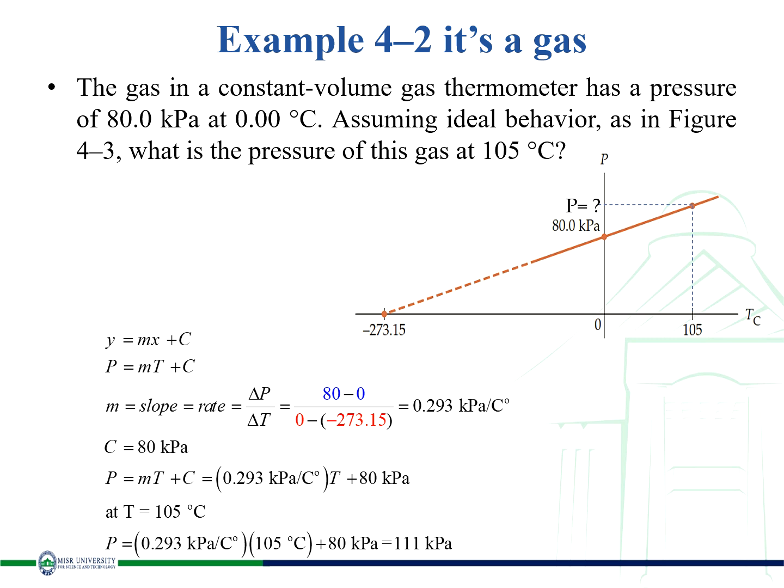The y-intercept, c, is simply the pressure at 0 degrees Celsius, which is 80 kilopascals. Our equation then becomes P equals 0.293 kilopascals divided by C degree, times T plus 80 kilopascals. To find the pressure at 105 degrees Celsius, we substitute T equals 105 degrees Celsius into this equation. Calculating this gives us P equals 0.293 times 105, plus 80, which equals 111 kilopascals.